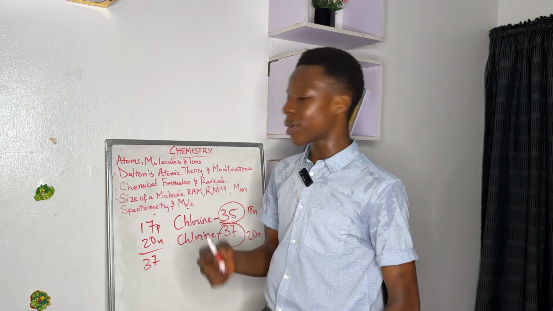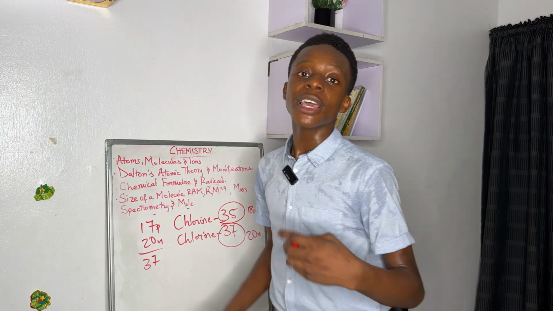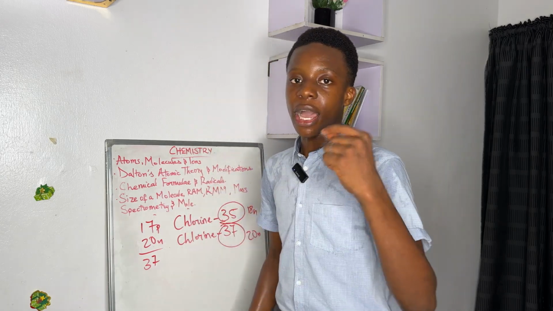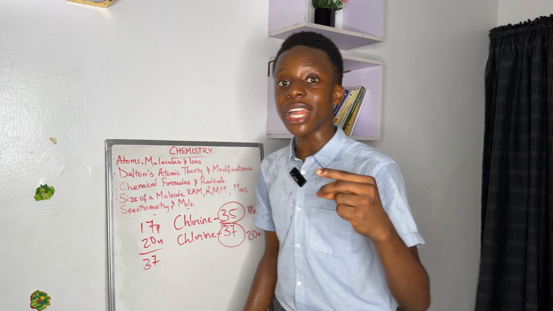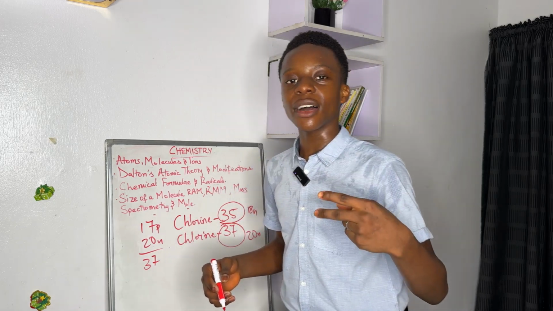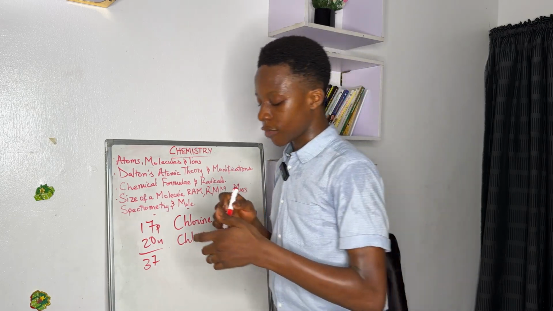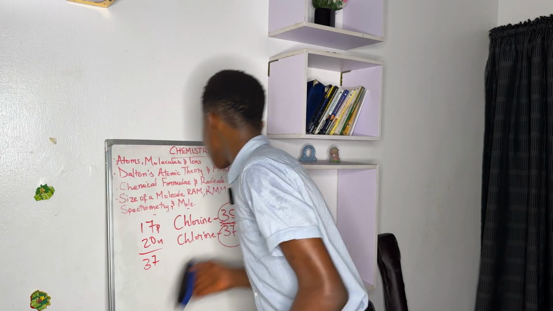There are also some other isotopes. There's isotopes of carbon, there's isotopes of hydrogen, there's isotopes of oxygen. For instance, hydrogen has three isotopes, hydrogen 1, hydrogen 2, and hydrogen 3. Carbon has two isotopes, carbon 14 and carbon 12. So, that is isotopes.